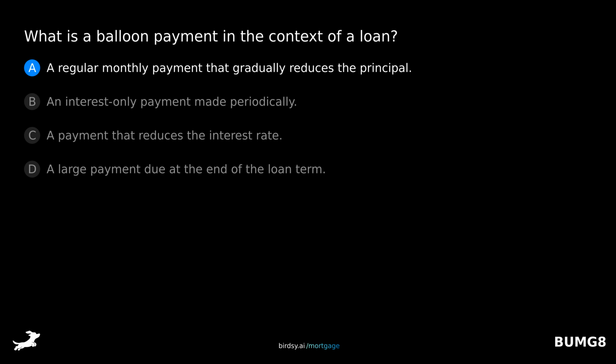Is it A. A regular monthly payment that gradually reduces the principal, B. An interest-only payment made periodically, C. A payment that reduces the interest rate, or D. A large payment due at the end of the loan term? The answer is D. A large payment due at the end of the loan term.